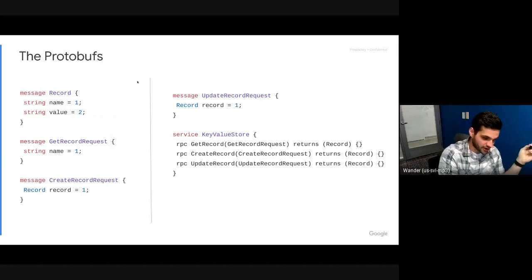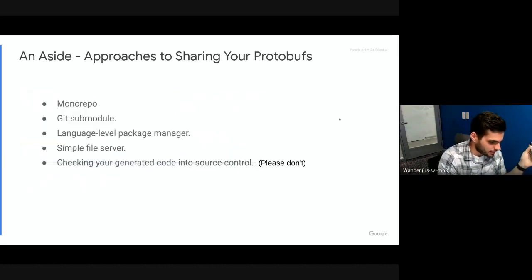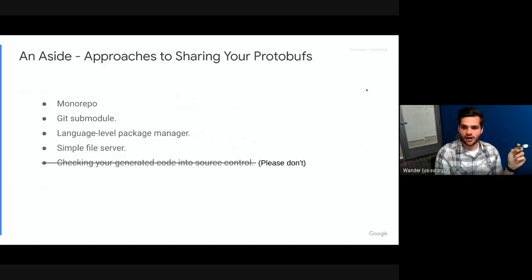Okay, so we've got get, create, and update. So an aside, you wrote this protocol buffer, right? How are you going to share these between different applications? A lot of people have come up with different answers to this. The answer traditionally in Google is to have a monorepo, so you can just refer to your protocol buffer as a location in a big directory.